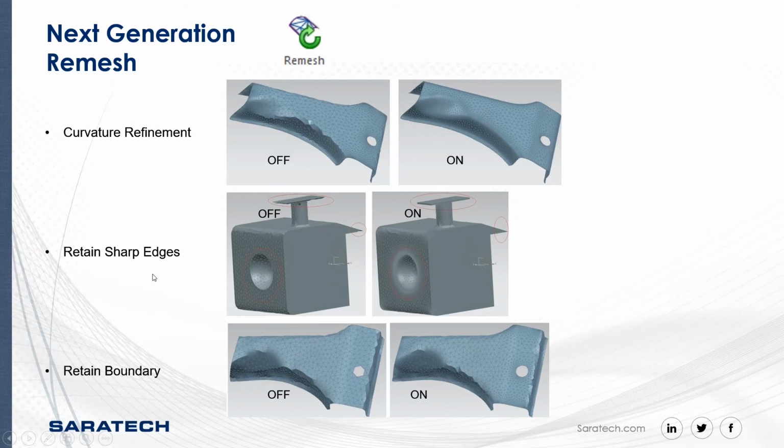Retain my sharp edges. So you can see here up top, they're a little staggered. With them turned on, they're nice and sharp, and the retained boundaries. So you can see here, retained boundaries. It's very close to each other, but there is a little bit better performance there.